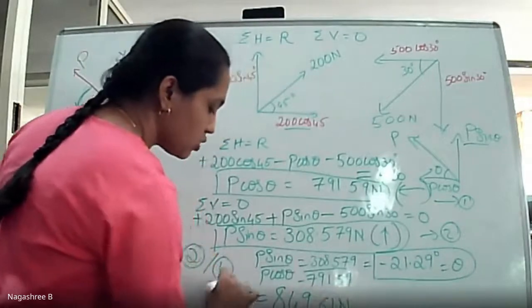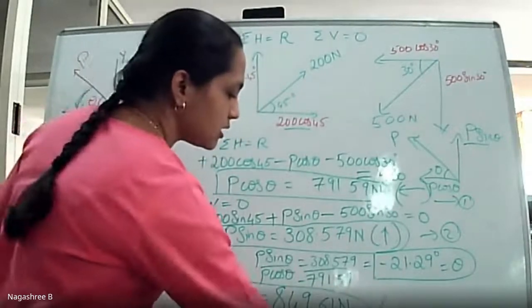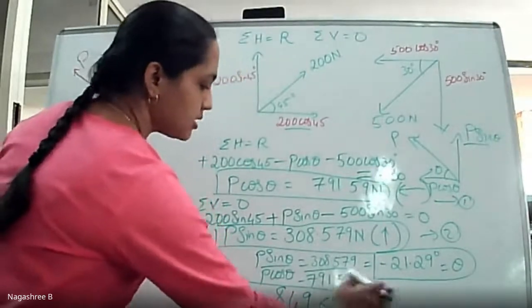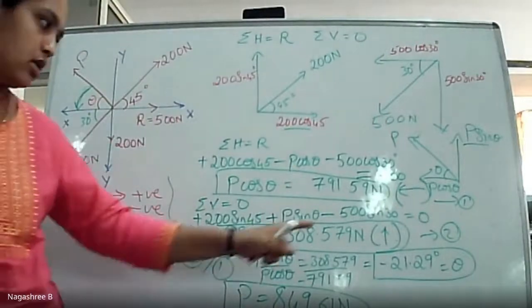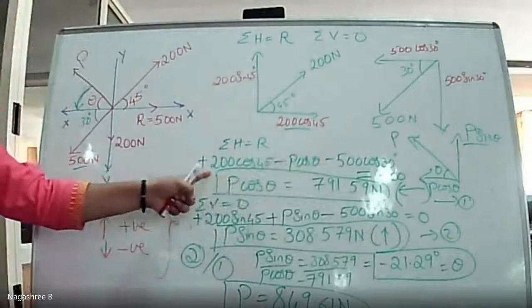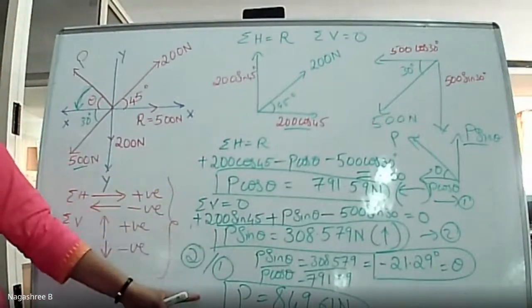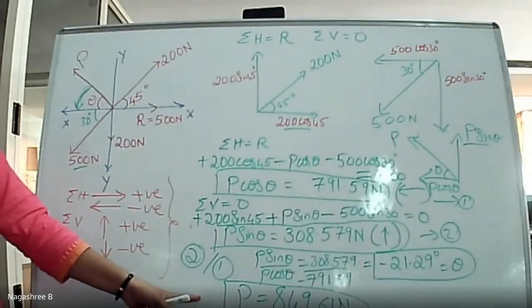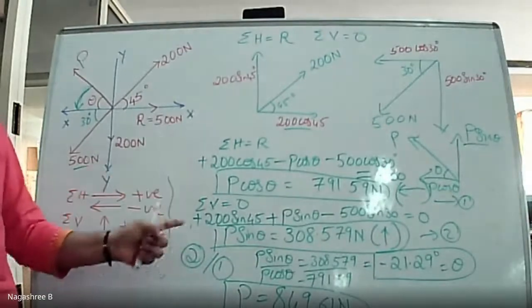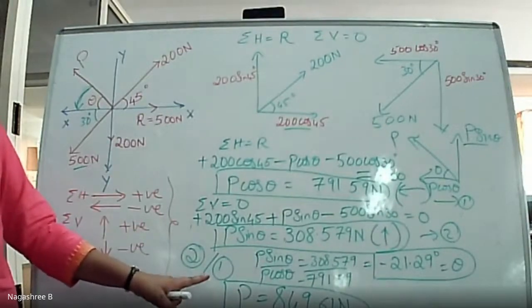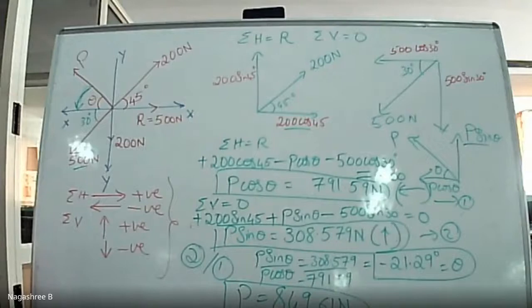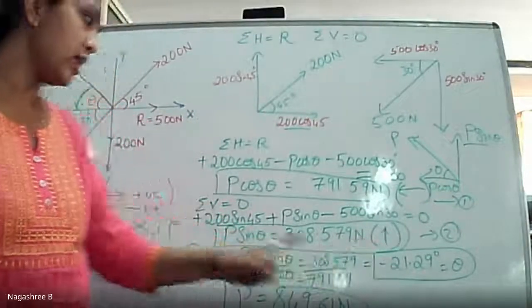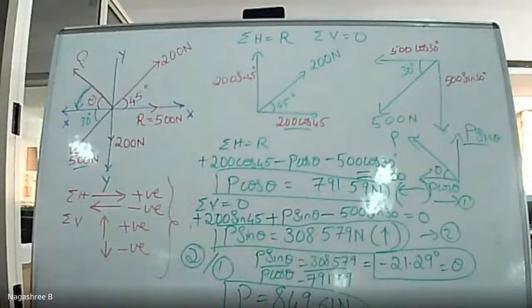P is equal to 849.61 Newton. This is a positive value. So further simplification of theta with reference to either equation 1 or equation 2, I'll get the value of P as 849.61 Newton. So with this we have got the unknown value of the force P as well as its inclination theta. Since it is in the negative direction, it can be treated as anti-clockwise variation.